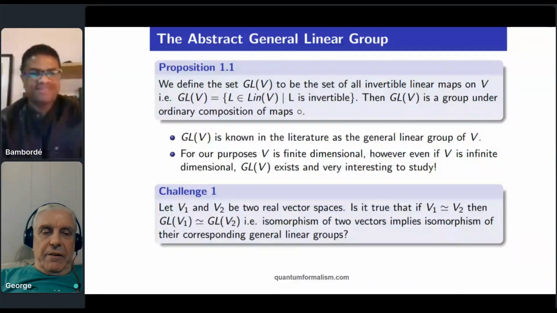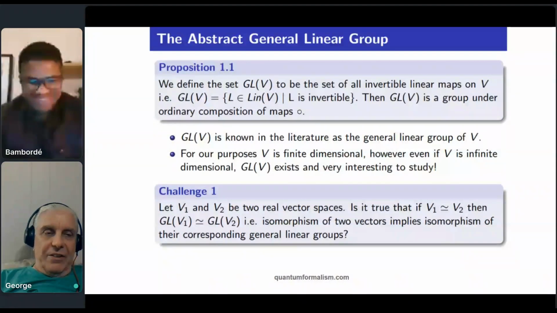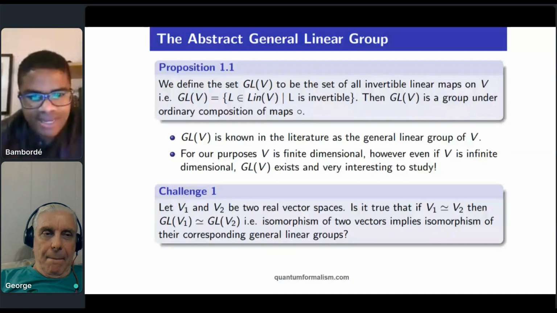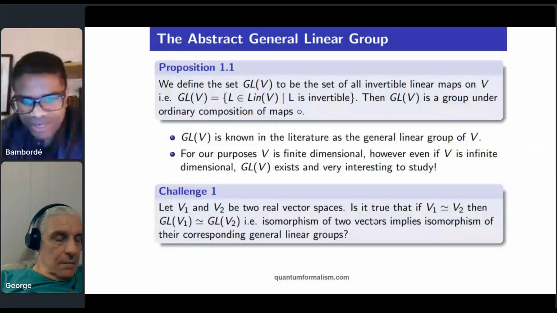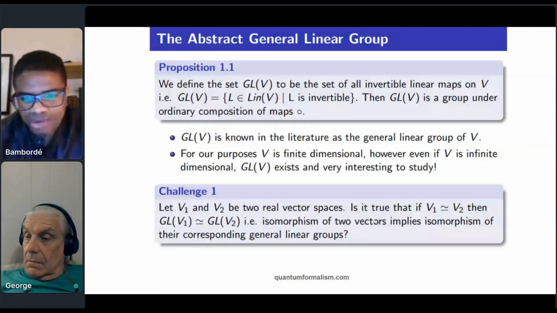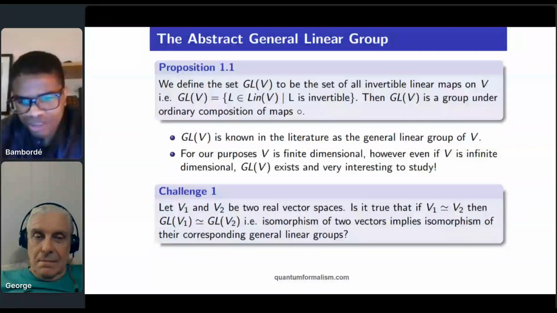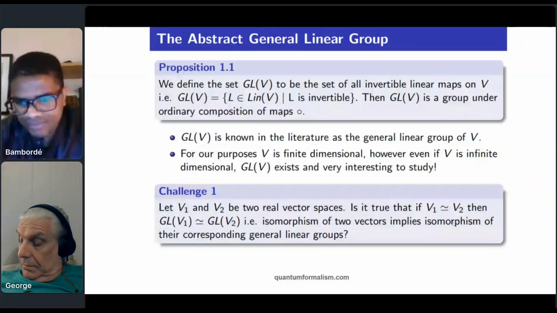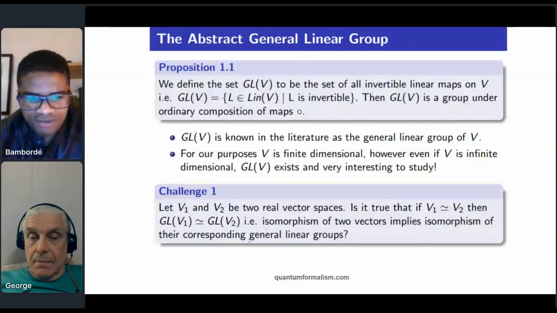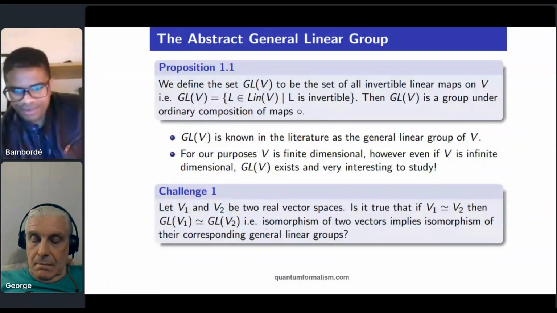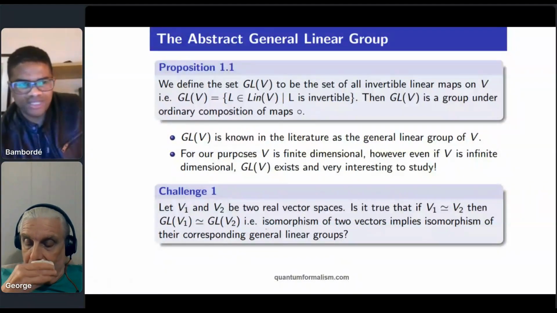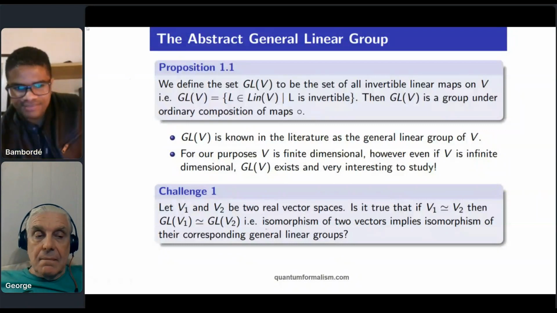The wording there is a little unclear. You say isomorphism of two vectors. I think you mean isomorphism of two vector spaces. Oh, vector spaces. Yeah. Sorry for this, I will correct this slide. Isomorphism of two vector spaces implies isomorphism of their corresponding general linear groups. Thanks for that. I'll correct this before I upload this slide.